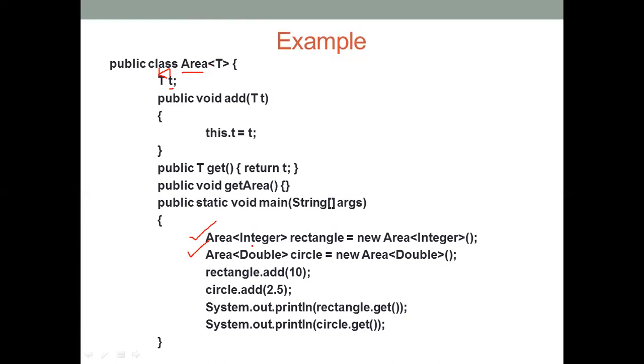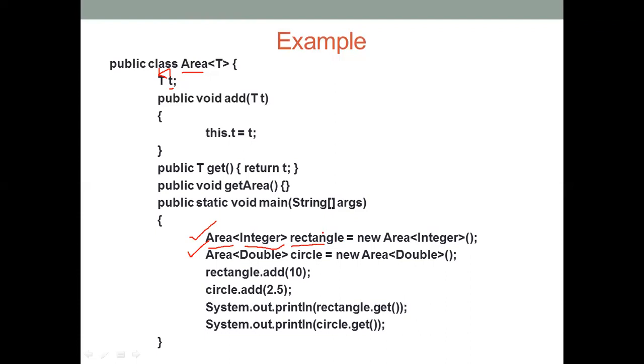Now I want the rectangle to have values only taking integers into consideration. Similarly, I want to create another object, circle, which uses the type as double. So I'm using the same generic class and I'm creating two different kinds of objects. See, now it says Area<Integer>. This is the name of the class. The type parameter now I've given is Integer. And this is the name of the object, rectangle.